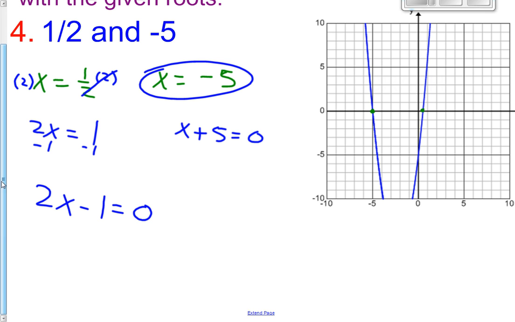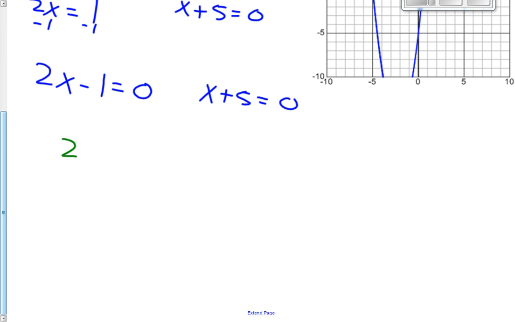So we got 2x minus 1 equals 0, and we have x plus 5 equals 0. Now, these are two factors that we can multiply by each other. 2x minus 1 multiplied by x plus 5, that equals our 0. Now to finish this one off, we're going to FOIL.